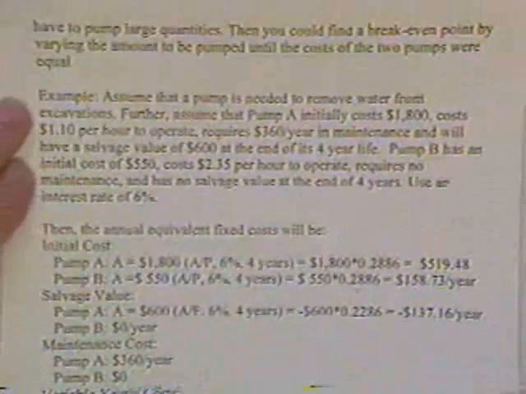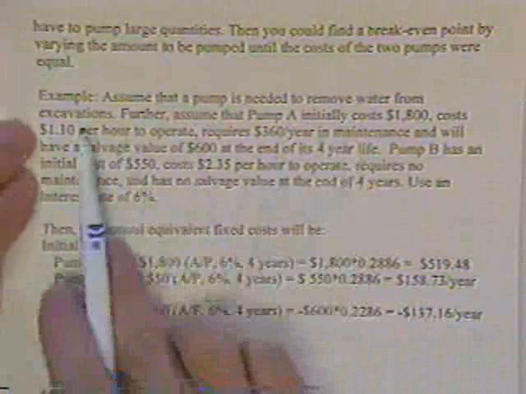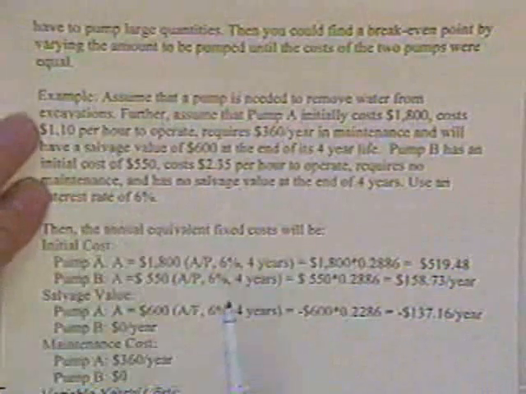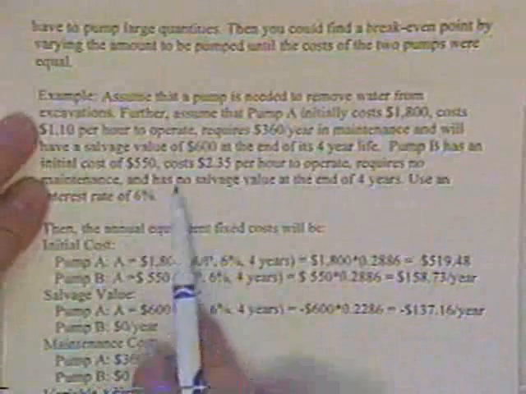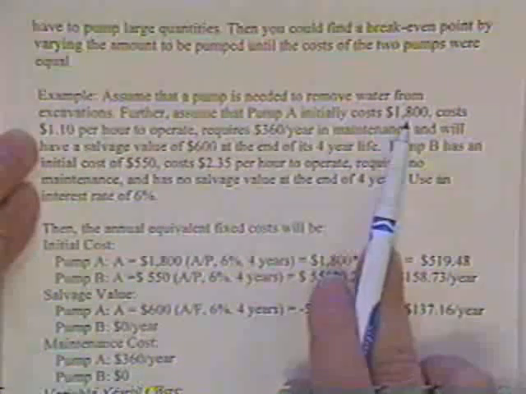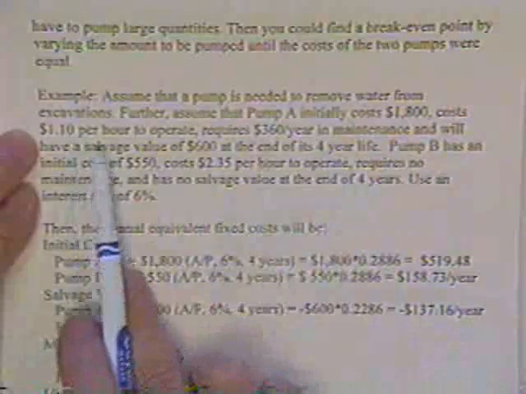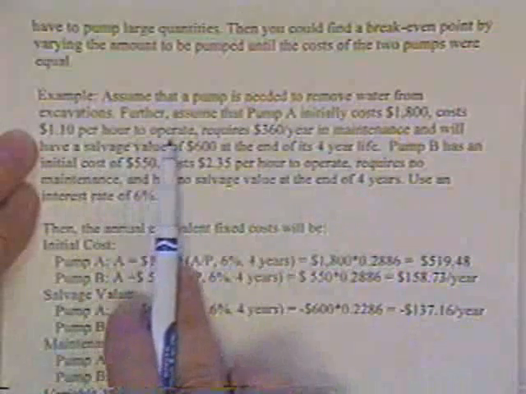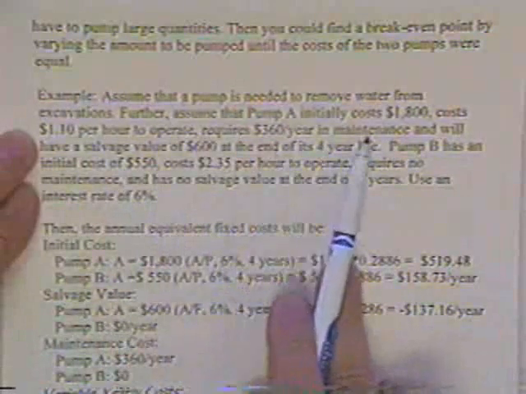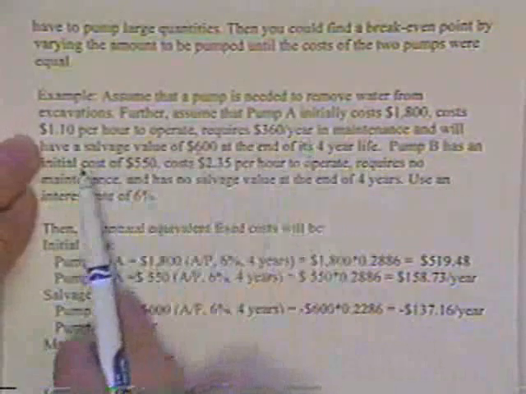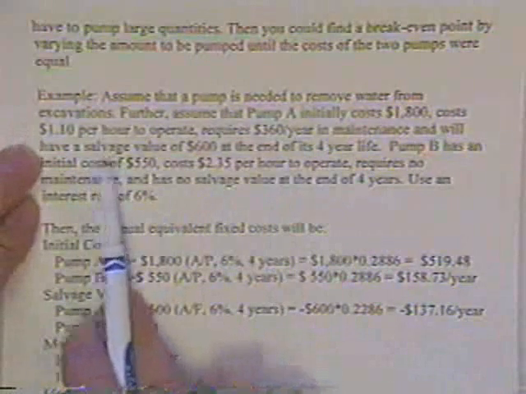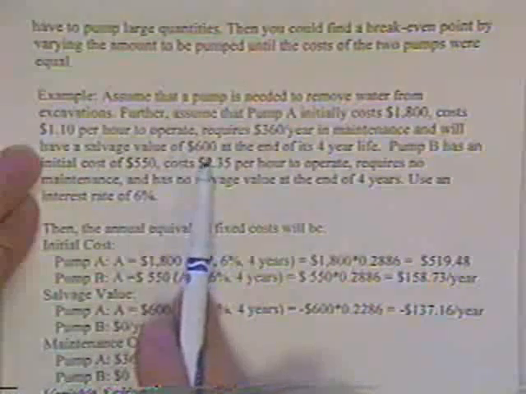So here's an example. Assume you need a pump to remove water from excavations. You need these things all the time. In fact, you're getting ready to go buy another one for this next job. Further, assume that pump A costs $1,800. It costs $1.10 per hour to run it and pump water, and it'll cost you $360 a year in maintenance. However, at the end of its four-year life, it'll have a salvage value of $600.